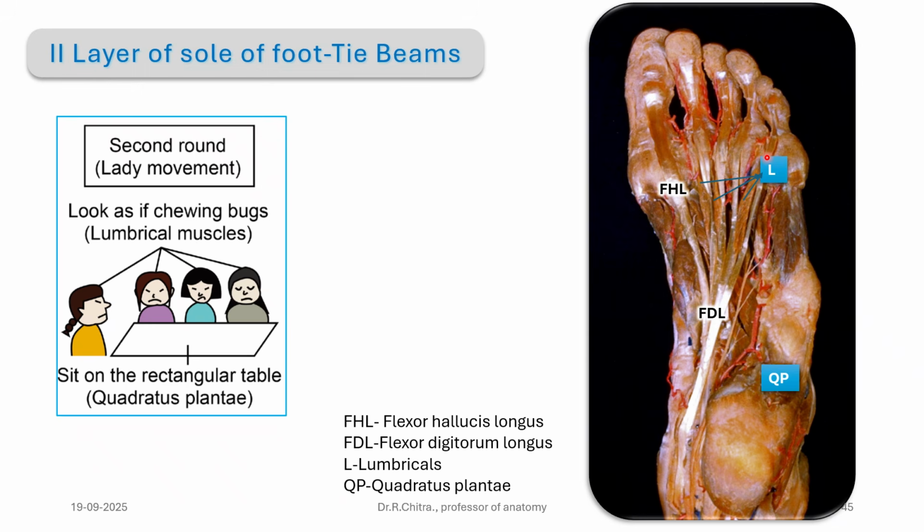Now the second layer, then this cartoon is again very interesting. Lumbrical muscles. So second round, lady movement. Lumbrical muscles. Ladies are sitting on a rectangular table. So lumbricals and quadratus plantae. Two tendons, flexor hallucis and flexor digitorum longus. They also act as tie beams for the longitudinal arches.